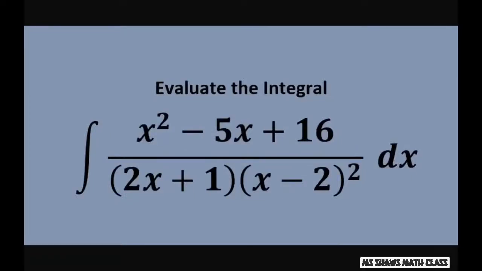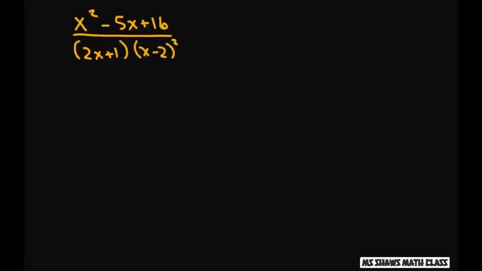Hi everyone, we're going to evaluate the given integral, and to simplify the integrand we're going to use partial fraction decomposition, and it'll make it easier to integrate. So we have repeating linear factors here, so what I'm going to do is write this as A divided by 2x plus 1 plus B divided by x minus 2 plus C divided by x minus 2 squared.